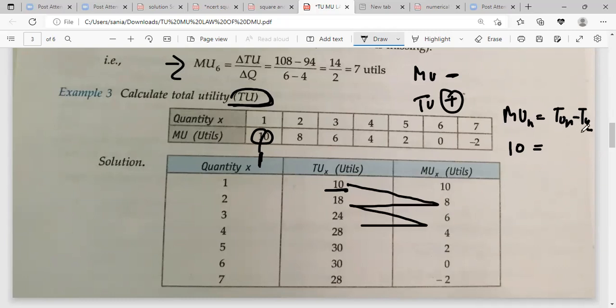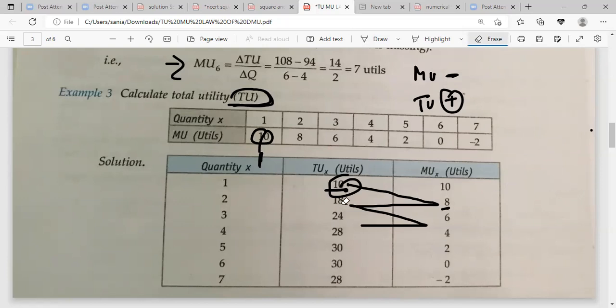But in case you forget about this zigzag, it's simple. Here you don't know TUN, but you know TUN minus 1, which is 10, right? Then what is your MUN? It is 8, right? So if you add it, okay, I'll just explain it. Wait, don't get confused.